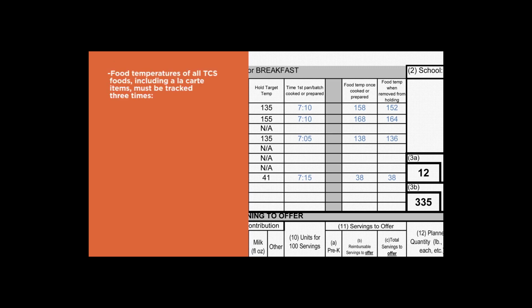Remember that food temperatures of all TCS foods, including a la carte items, must be tracked at 3 times: 1. Preparing cold foods or cooking. 2. Holding. And 3. Leftover temperatures. The only exception is for foods held according to approved TPHC procedures. Leftover temperatures are not required for these foods. However, the TPHC procedures and record keeping must be followed exactly as written. Failure to follow exactly will result in an environmental health violation.